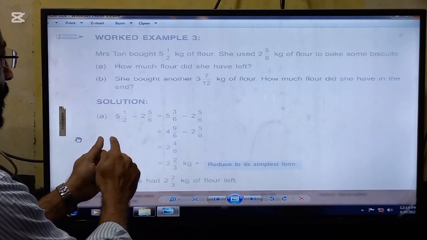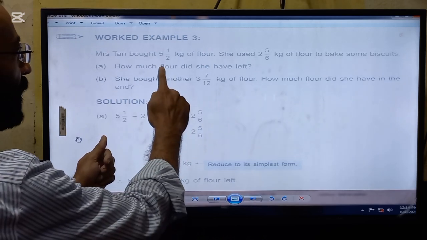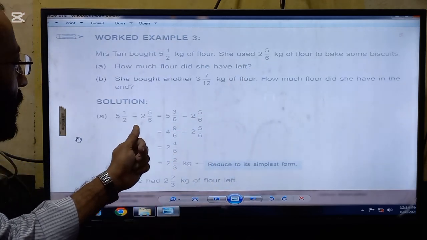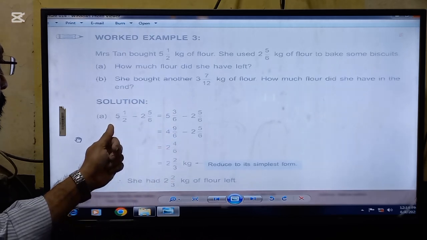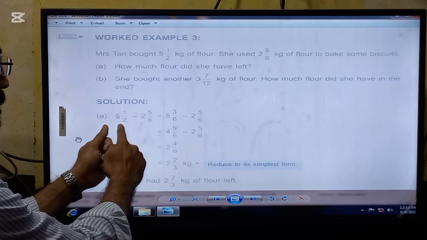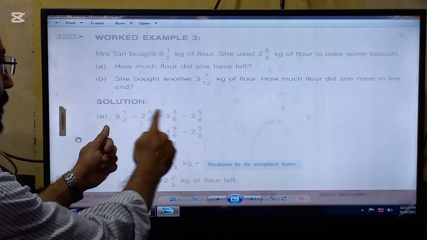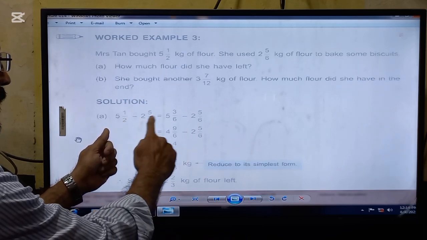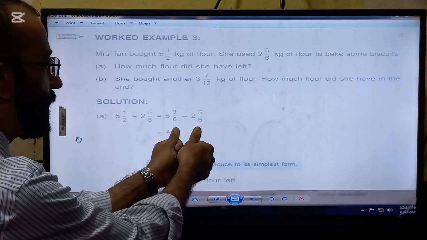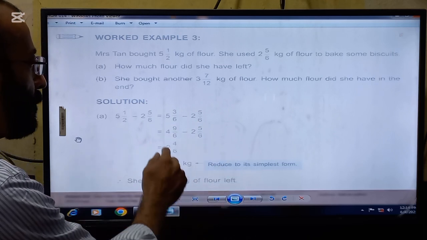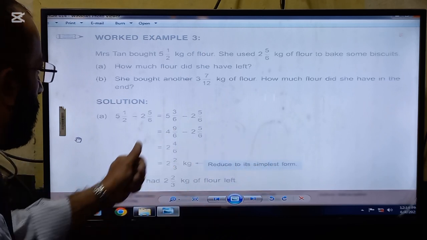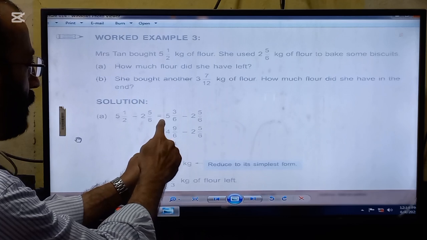So look at the A part. 5 whole number 1 by 2 minus 2 whole number 5 by 6. So first we will convert these unlike fractions into like ones. So look at the thing. We are multiplying the fraction part of the first mixed number with 3. So 3 ones are 3 and 3 twos are 6. And the second mixed number will remain as it is. Look at the denominator now. These denominators are same now. Now we are going to subtract the numbers. So 5 minus 2. Okay, from here we have taken 1 from this number.